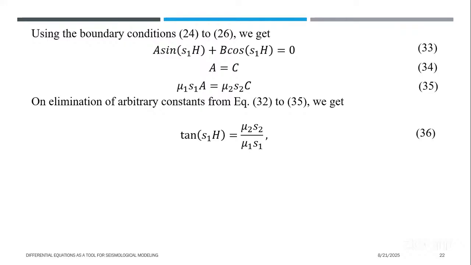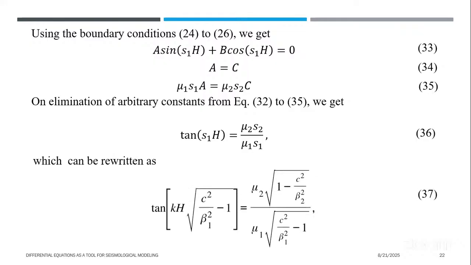And this equation is nothing but a dispersion relation, or you call it a velocity equation. What is the dispersion relation? We can expand this S1 and S2, which were already defined earlier, so we are just substituting the values. So this is equation 37, the classical Love wave equation. This is the velocity equation.